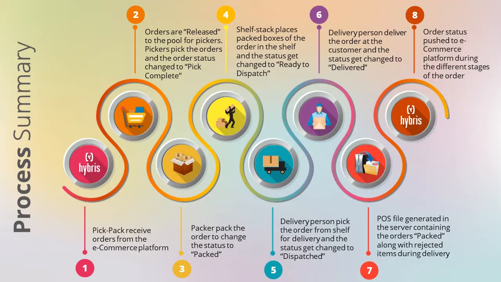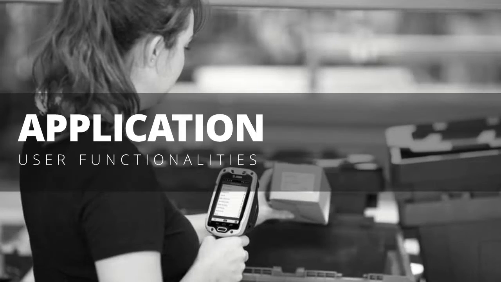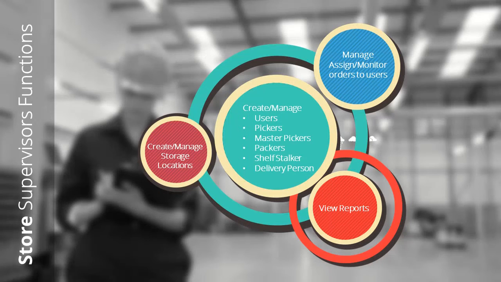Pack OMS has 8 different modules which are used by the e-commerce operation team during the order fulfillment lifecycle. The users of the application are Super Admin, Group Supervisor, Store Supervisor, Picker, Master Picker, Shelf Stacker, Security Check, and the Delivery module. In this video, we will demonstrate the main features and functionalities of each module.